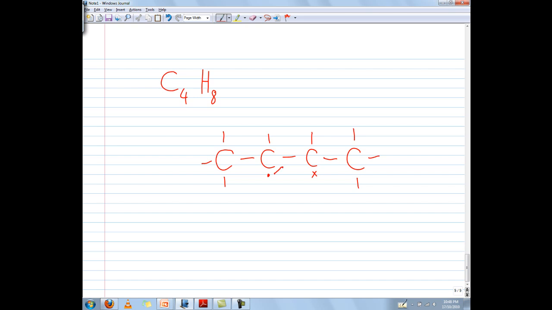Well, again, there's that situation that we saw from before. Share it. By sharing their electrons, we have a double bond there now. So this carbon is stable, 2, 4, 6, 8. This carbon is stable, 2, 4, 6, 8. Fill in the H's. And there we have it, C4H8.